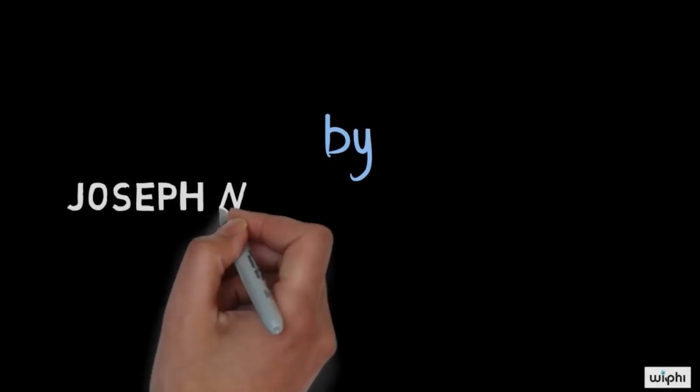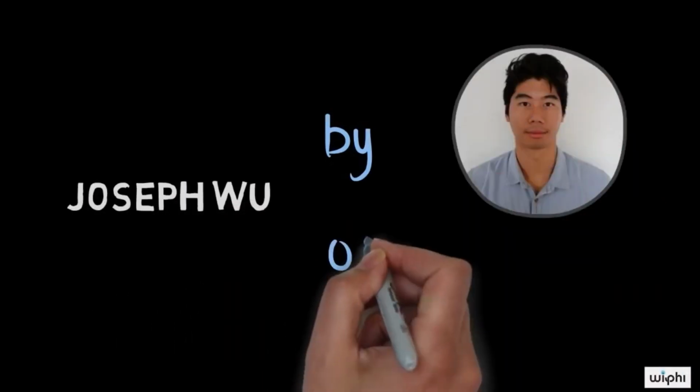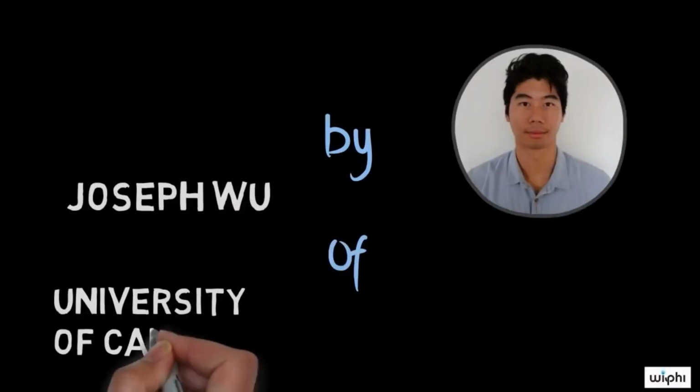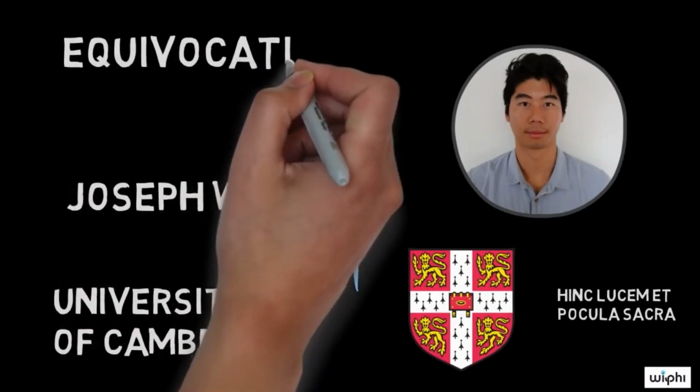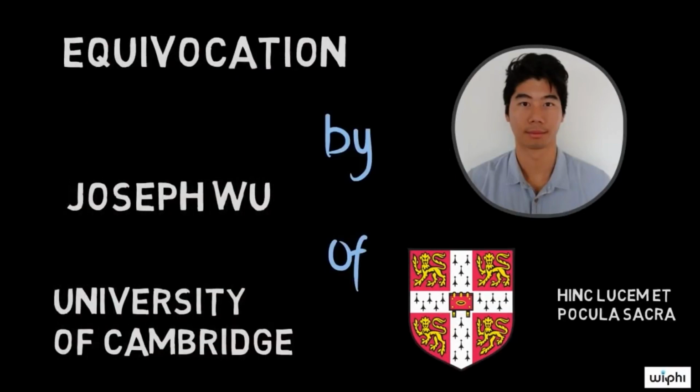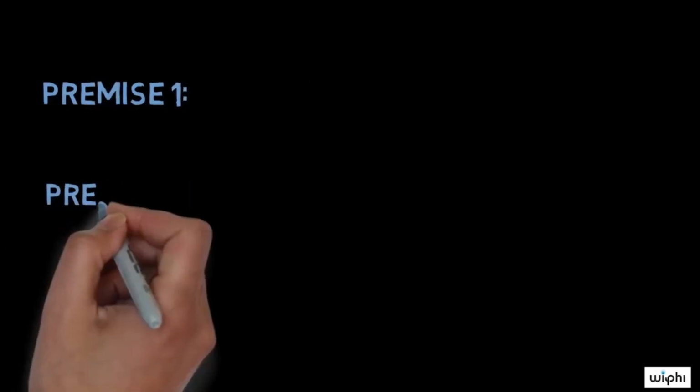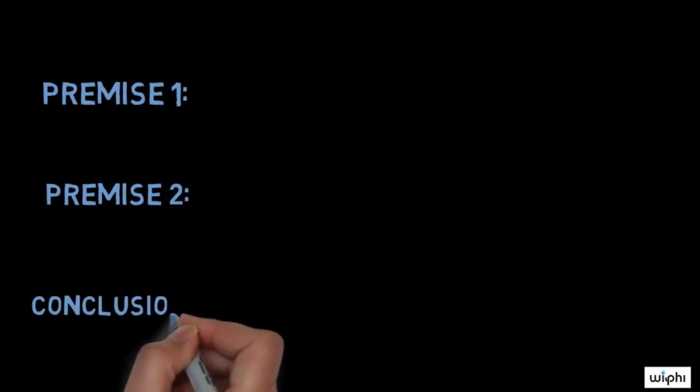Hello, I'm Joseph Wu, and I'm a philosophy graduate student at the University of Cambridge. In this video, I'll be explaining the informal fallacy known as equivocation, a fallacy that comes up all the time. Before we look at some more problematic examples, let's start off with a simple one to see how it works.